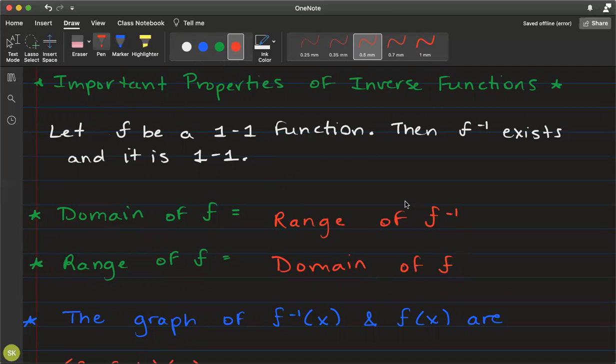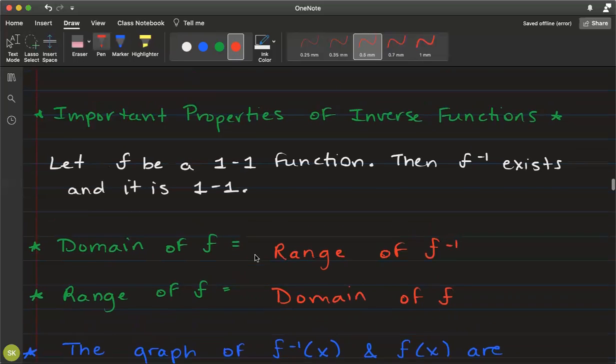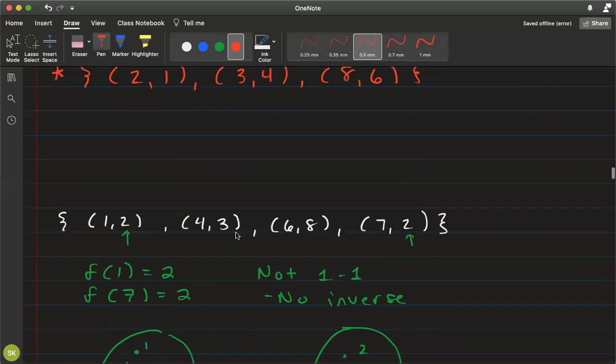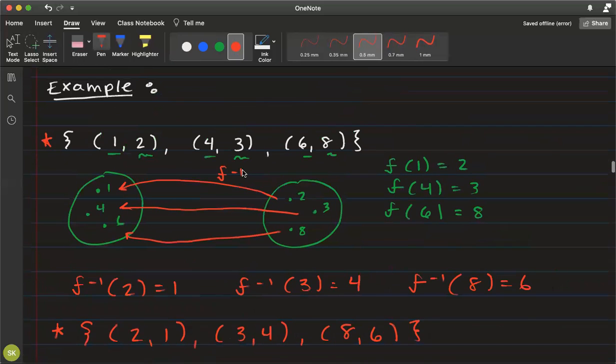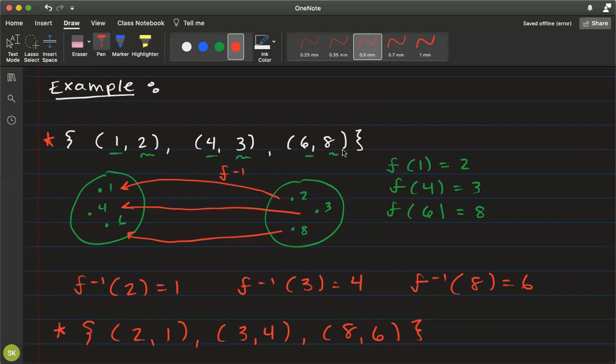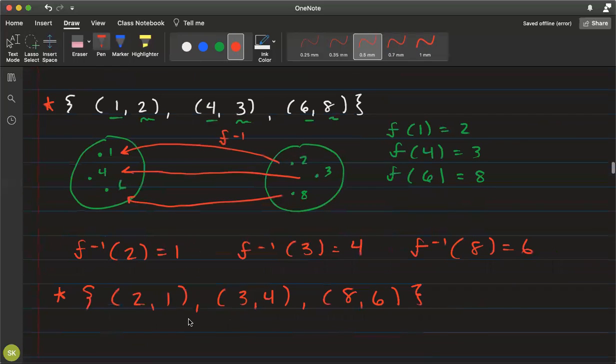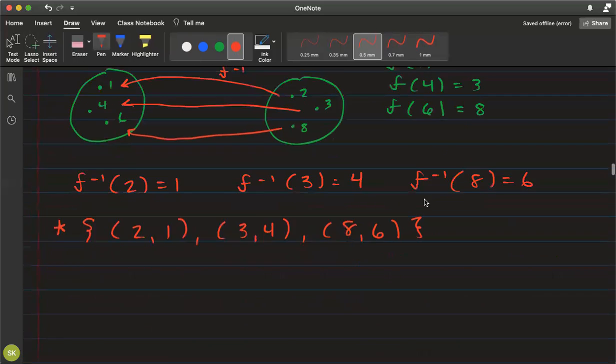Let's scroll back up just for a second to verify this, at least with this example here. We said that this was our function and the domain was 1, 4, and 6. Well, look at the range of the inverse function. It's 1, 4, and 6. And the range of the regular function was 2, 3, and 8. And then the domain of the inverse is 2, 3, and 8. So you can see that the domain and the range are flipped.